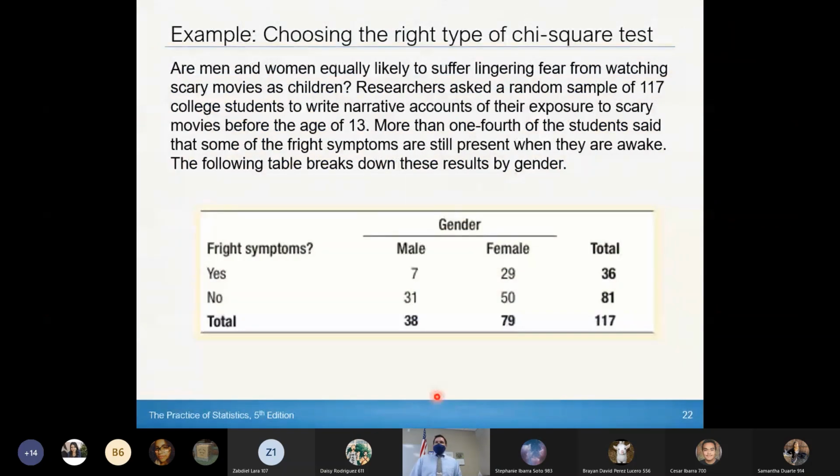So here we have an example, choosing the right type of chi-square test. Are men and women equally likely to suffer lingering fear from watching scary movies as children? Researchers asked a random sample of 117 college students to write narrative accounts of their exposure to scary movies before the age of 13. More than 1/4 of the students said that some of the fright symptoms are still present when they are awake. The following table breaks down these results by gender. So we have the male, female across the top, fright symptoms, yes or no, on the left-hand side.